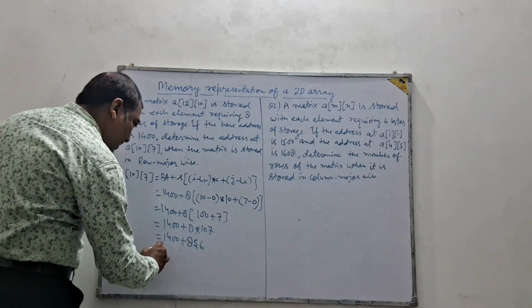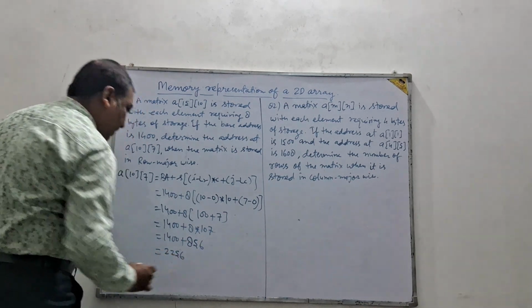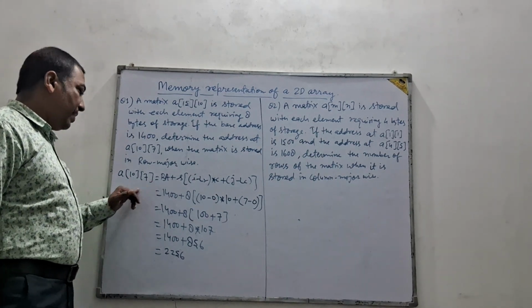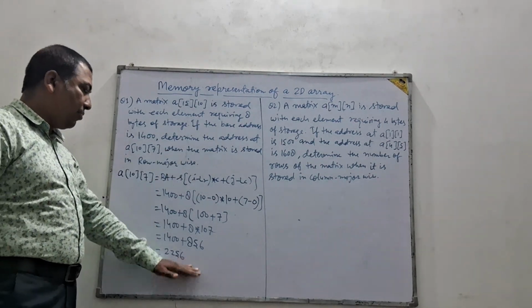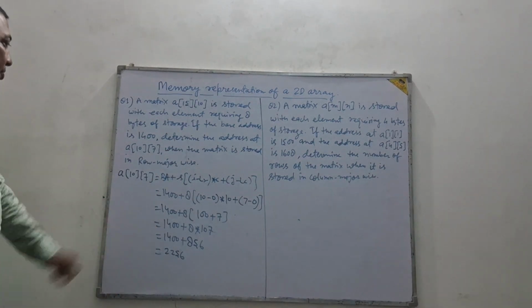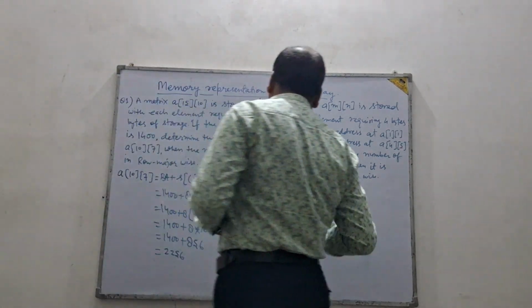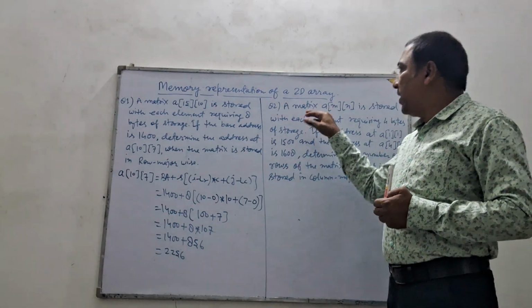this will be 856, and the final answer is 2256. So the address for 10, 7 in row major order will be 2256. So this way we can solve row major wise. Now let us see one question based on column major wise. Here the question is in a different way.